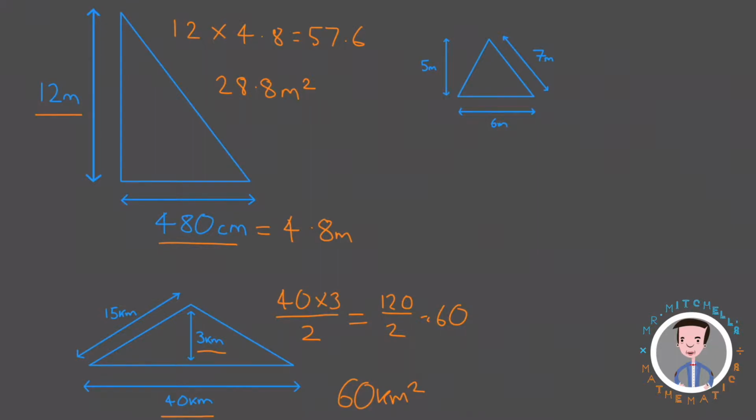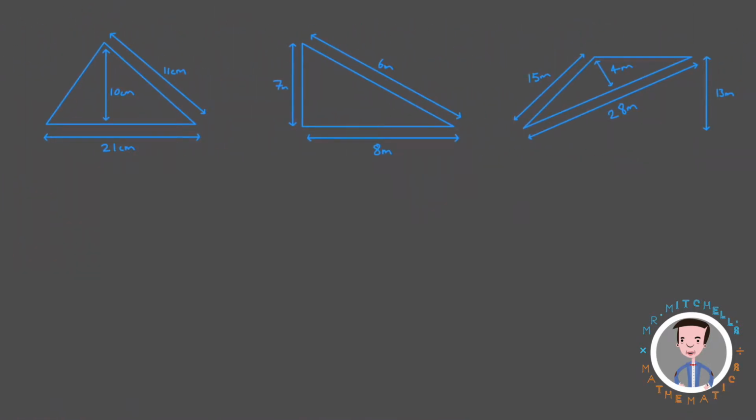Great. And the last little one, right at the top right-hand corner, the base is easy, 6 meters. And is the height 7 or 5? It is 5. So 6 times 5 divided by 2 equals 30 divided by 2, which is 15 meters squared. So I hope you got all of those correct. Don't worry if you didn't, as there's more opportunity now to practice. Have a go at finding the areas of these 3 triangles, and in a moment I'll show you the correct answer. Pause the video now.